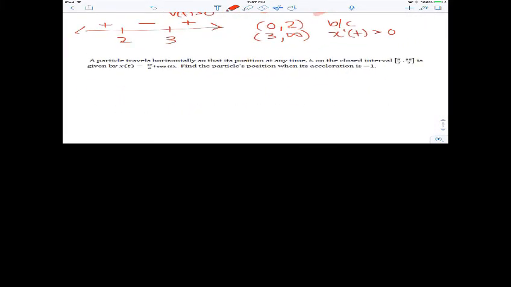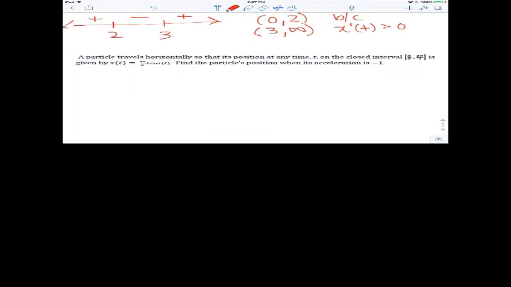So let's look at this one. So a particle travels horizontally, so its position at any time is given by x of t equals that. Find the position when the acceleration is -1. So this is one where we've got the same dynamics, the same sort of material, but we've got more information in here. So I'm looking for position.